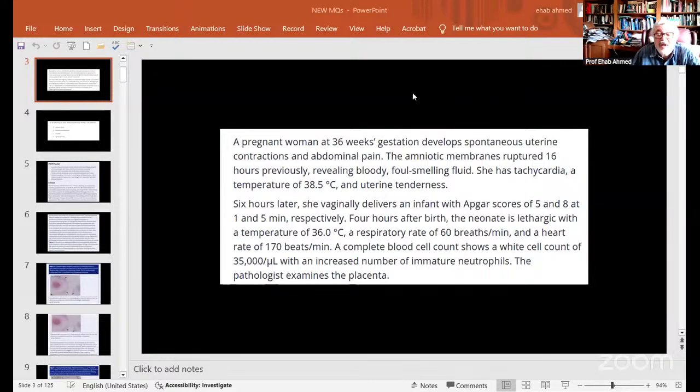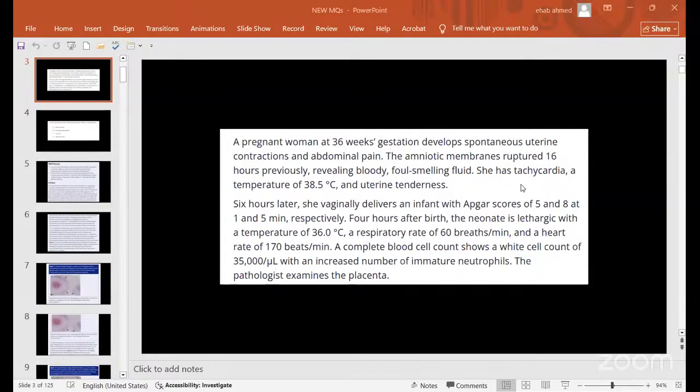Smart diagnostic approach. Okay. We have a pregnant woman at 36 weeks. She had spontaneous uterine contractions, abdominal pain, amniotic membrane ruptured 16 hours. I cannot highlight any word because this is the snipping tool and it does not allow me to highlight, but I will use the arrow. Okay. 16 hours. This is one keyword.